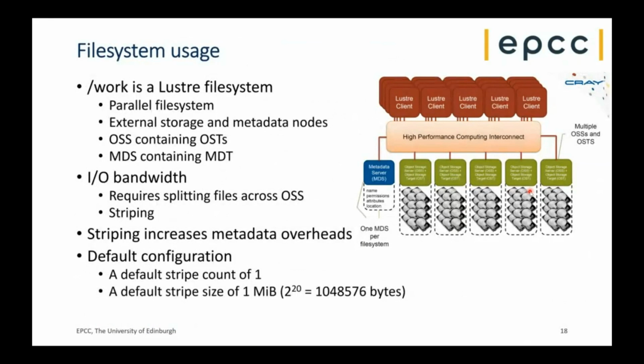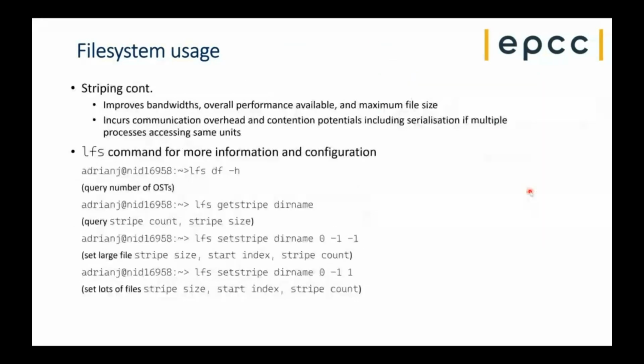It can also split up data across the different storage targets. And if you've got lots of individual files worked on by separate workers, you wouldn't want to do that, and by default it is not to. But if you have a small number of large files worked on by everybody, then you may want to stripe them across the workers.